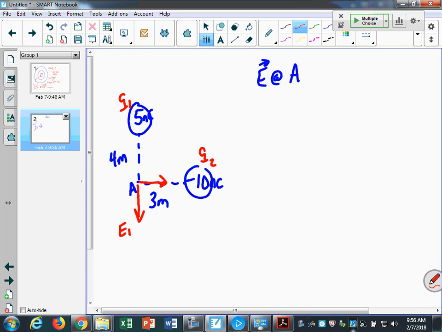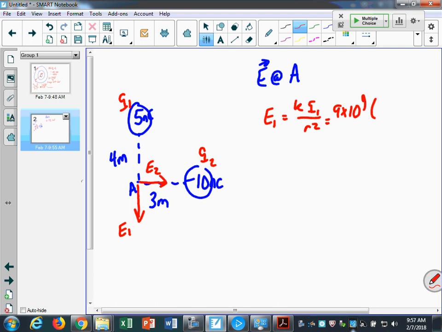And then E2 is going to be to the right. Because I put my positive charge there, and I say, oh, that's an attractive force. Next, I want to calculate E1 and E2. The magnitude of E1 is KQ1 over R squared. That's 9 times 10 to the ninth.